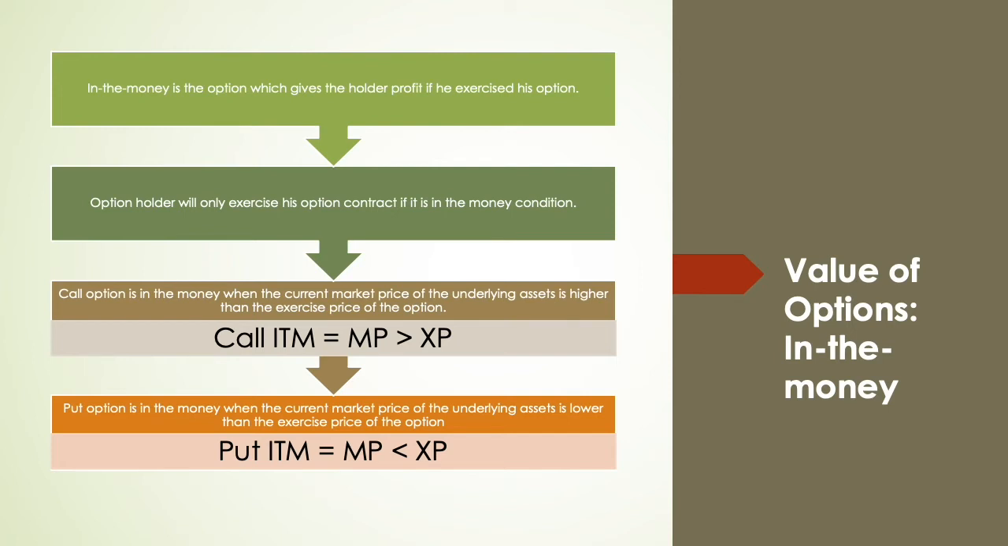A call option is in the money when the current market price of the underlying asset is higher than the exercise price of the option contract. So, the formula for call in the money is when the market price is higher than the exercise price. A put option contract is in the money when the current market price of the underlying asset is lower than the exercise price of the option contract. So, put in the money is equal to market price less than exercise price.